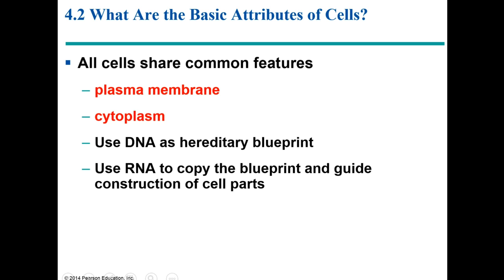All cells have DNA. All cells use DNA as a hereditary blueprint and RNA to copy the blueprint and guide the construction of cell parts. DNA is found in the nucleus. RNA can be found in the nucleus and cytoplasm.